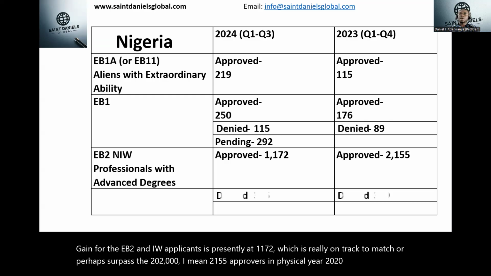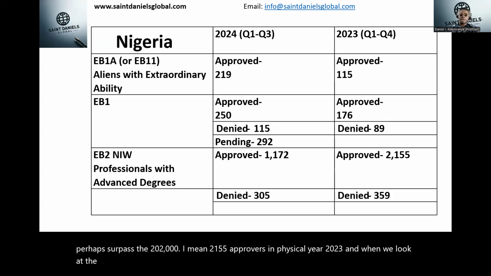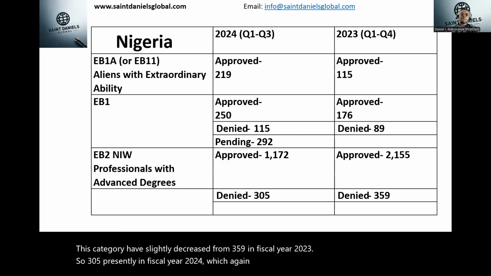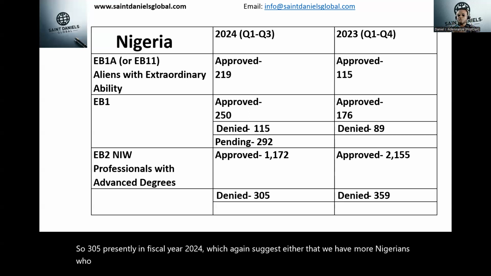And when we look at the denials, so far denials for this category have slightly decreased from 359 in fiscal year 2023 to 305 presently in fiscal year 2024, which again suggests either that we have more Nigerians who have a better prepared application or perhaps slightly more lenient adjudication in fiscal year 2024. Maybe that's the case, maybe not.